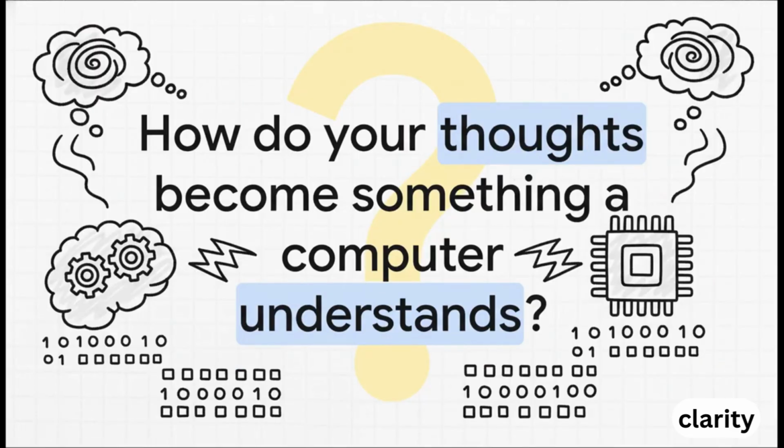But just stop and think about this for a second. You and I, we have these complex thoughts, abstract ideas, but a computer processor only gets one thing: on or off. That's it, just ones and zeros. So the real question is, how in the world do we bridge that massive, massive gap between our minds and the literal silicon brain of a machine?